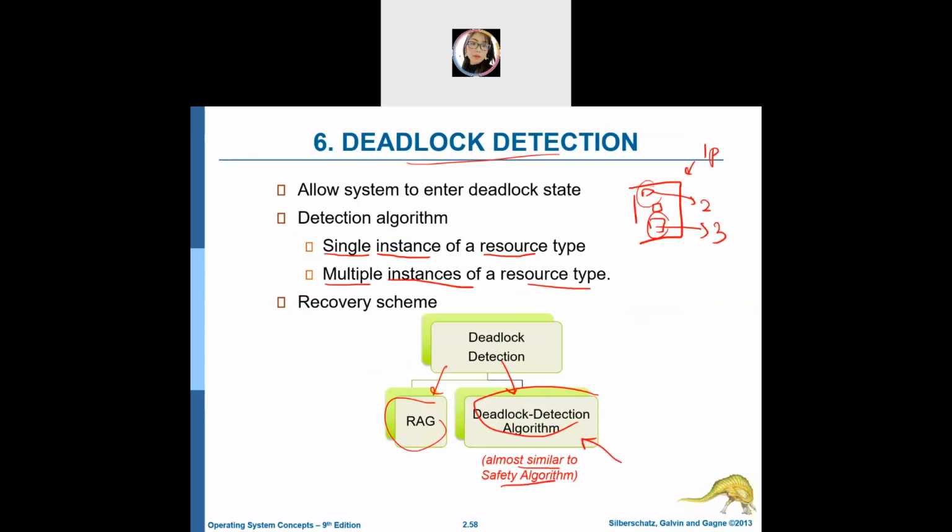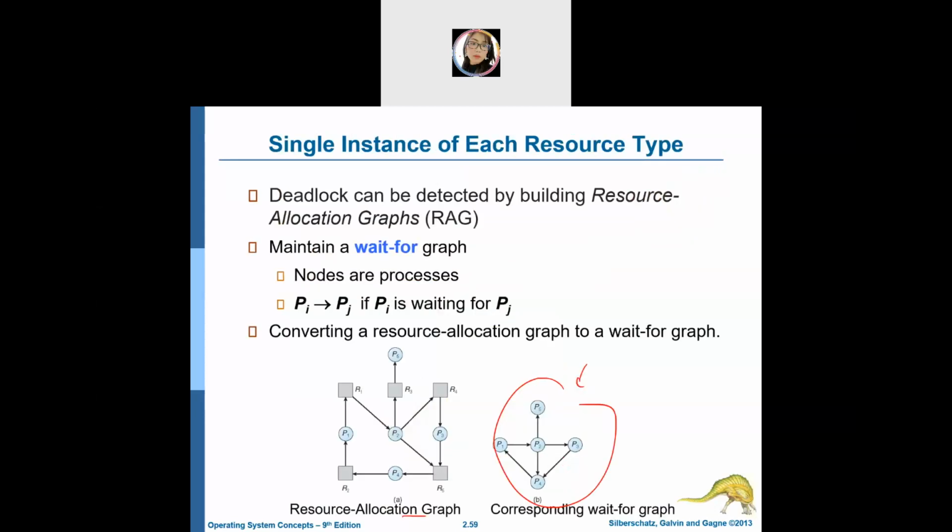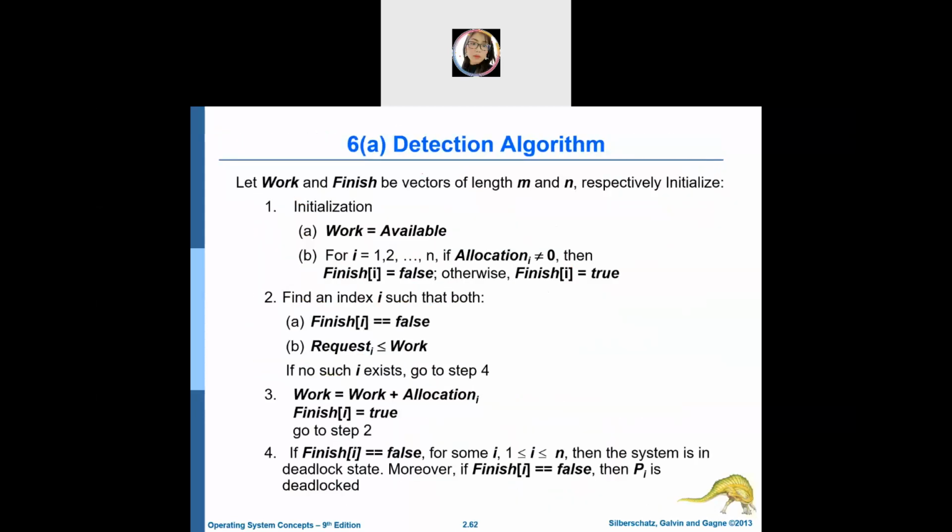You need to remember the steps and what value you're going to compare, then you directly apply. So let's see our detection algorithm. You have 4 steps, also similar to your safety algorithm, but in terms of the units it is slightly different.